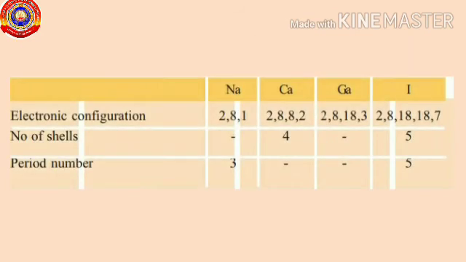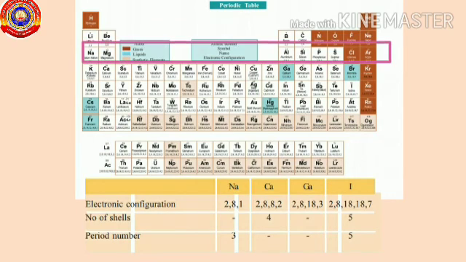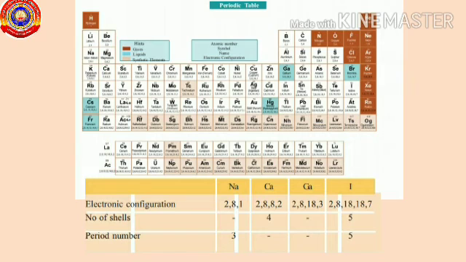What about in this table? So now you may have got an idea that the number of shells in an element and the number of the period to which it belongs are the same. For example, in the case of sodium, its configuration is 2,8,1. Here the number of shells is 3. So, it belongs to period 3. Similarly, for calcium, the number of shells is 4. So, it belongs to period 4.